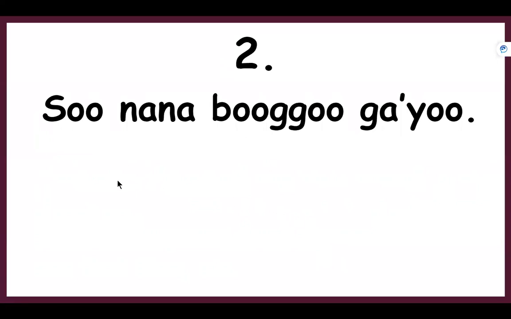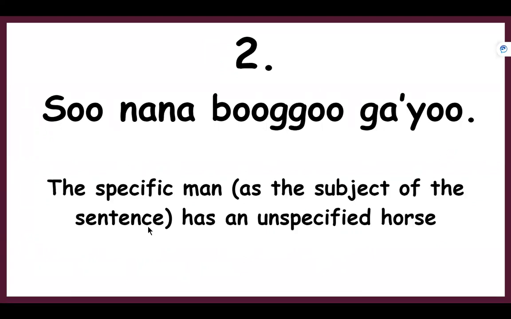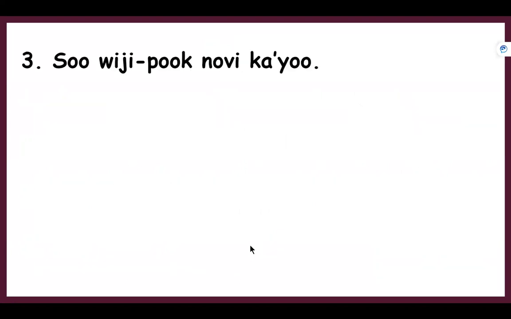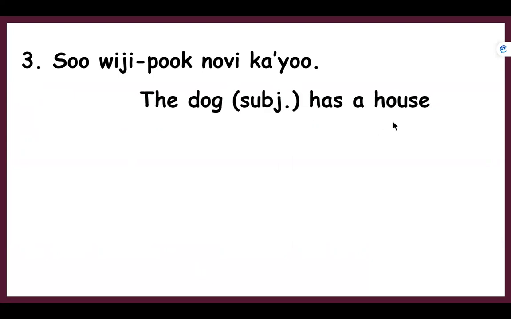Number two, sunana bugugetyu, which means the man has a horse, but it's a specific man. The horse isn't really specified, which isn't important because the man is what's important. The man has a horse. So more examples. Number three, suwijipuk noviketyu. That means the dog has a house.